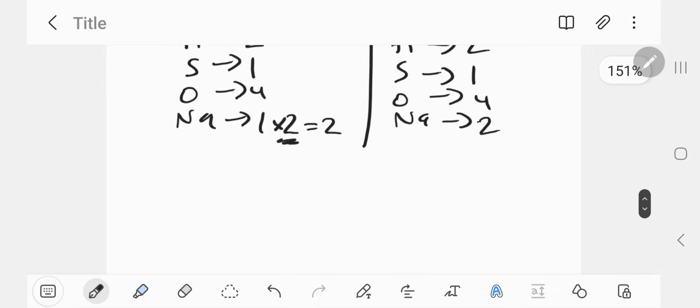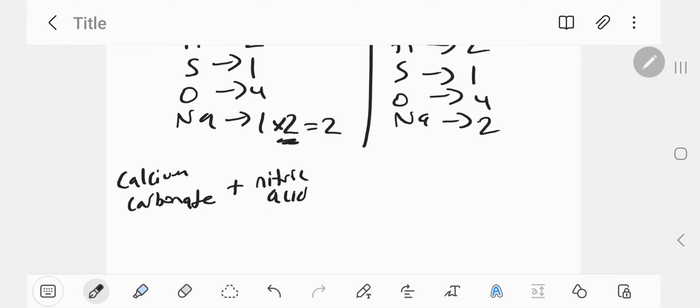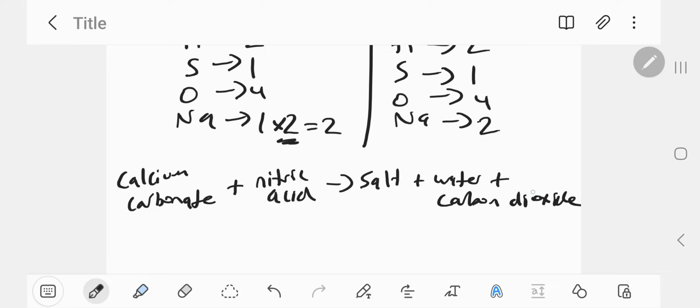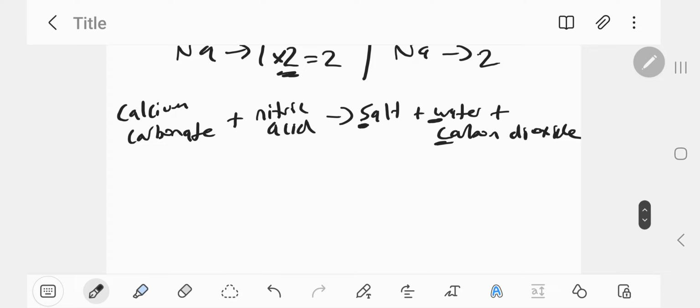Let's do an acid carbonate reaction. Let's do calcium carbonate plus nitric acid. Okay, write down the products. You get salt plus water plus carbon dioxide. Here's how I think of it. She went crazy. SWC as a memory device.